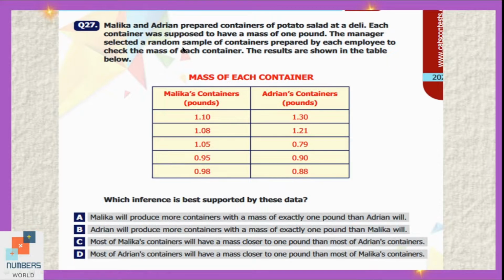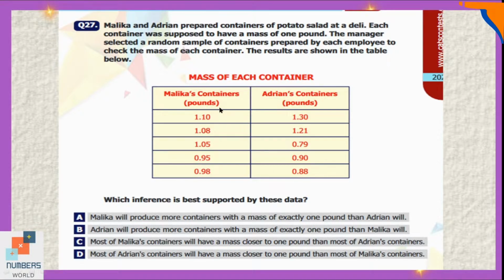The manager selected a random sample of containers prepared by each employee to check the mass of each container. The results are shown in the table below. Which inference is best supported by these data? Option A is Malika will produce more containers with a mass of exactly 1 pound than Adrian will. Option B is Adrian will produce more containers with a mass of exactly 1 pound than Malika will.